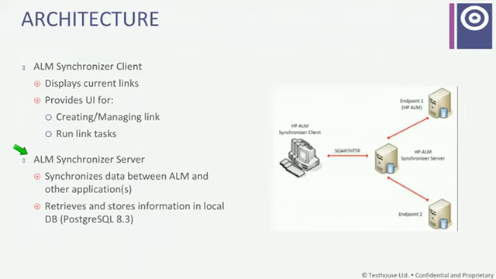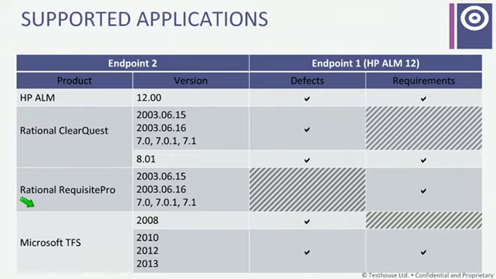Okay, this ALM Synchronizer server is very easy to install. In terms of requirements, it's very flexible. You can install it on nearly any modern Windows operating system. And in terms of database, you don't even need to install a database. It will install a PostgreSQL database, which will be used locally. In terms of support, it supports 4 different products. So here we're looking only at HP ALM 12, so there are different versions for different versions of ALM, but we're looking only at 12 today.